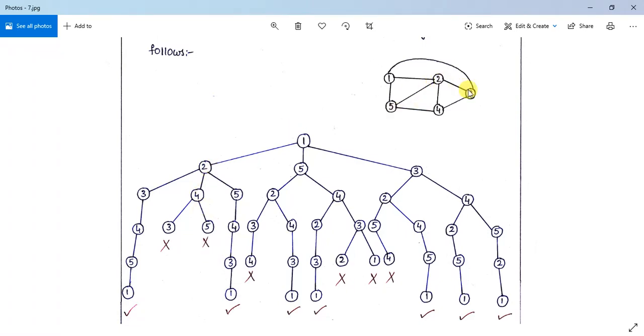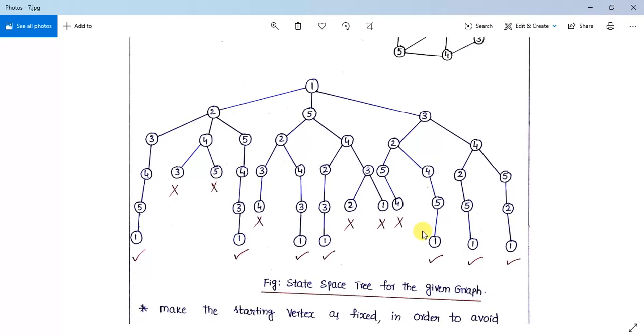What is the other possibility? 3 you have visited and 4 you have visited, the other possibility is 5, so vertex 5. After 5 I can go for vertex 4, I can go for vertex 3, I can go for vertex 1. Yes, I have reached the starting vertex again. So this is one solution, 1 2 5 4 3 1. Like that you need to consider the remaining portion of the tree.